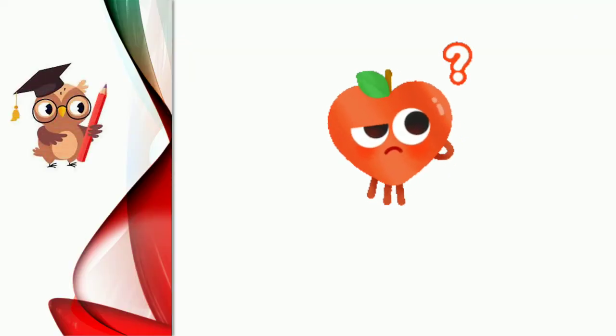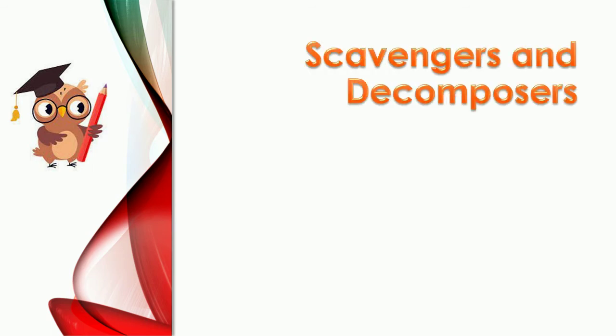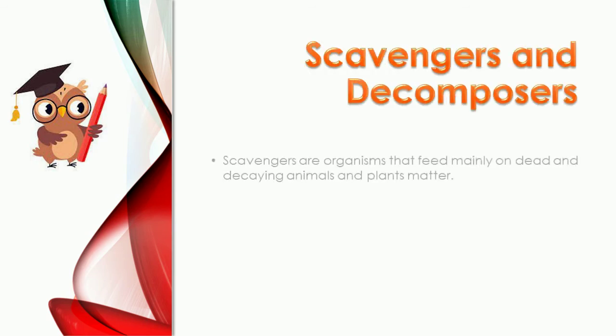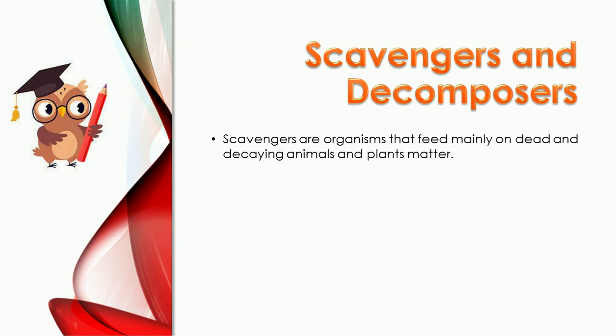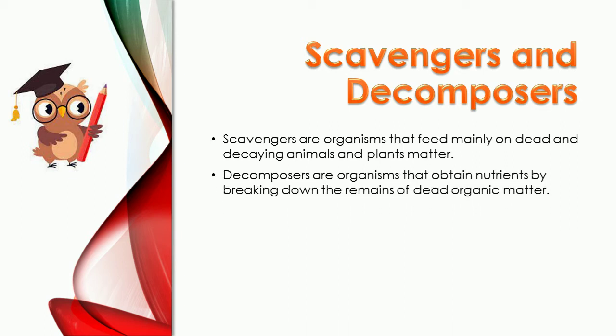Now, what are we going to see? Yes, scavengers and decomposers. Scavengers are organisms that feed mainly on dead and decaying animal and plant matter. Decomposers are organisms that obtain nutrients by breaking down the remains of dead organic matter.